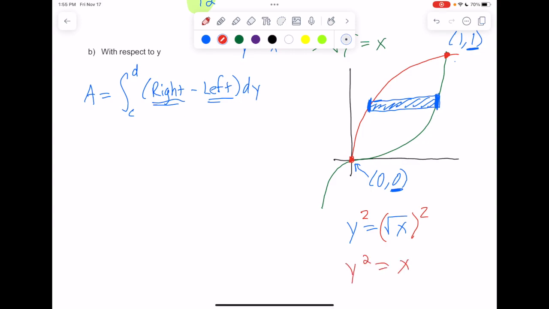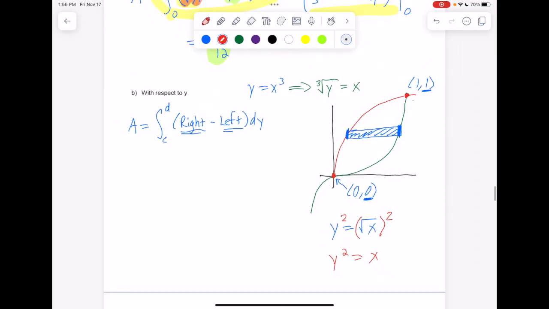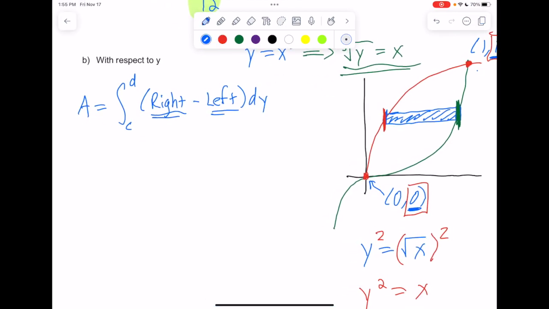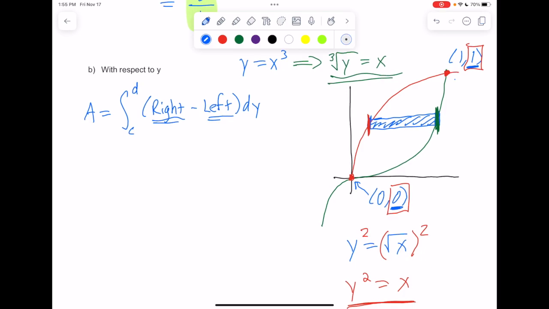So our right-hand function is this x value right here, which is the cube root of y, and our left-hand boundary is right here on the red function where x is equal to y squared. And our lower limit in terms of a y value goes from 0 to our upper y value at the other point of intersection, which is a 1. All right, so back to work on this.